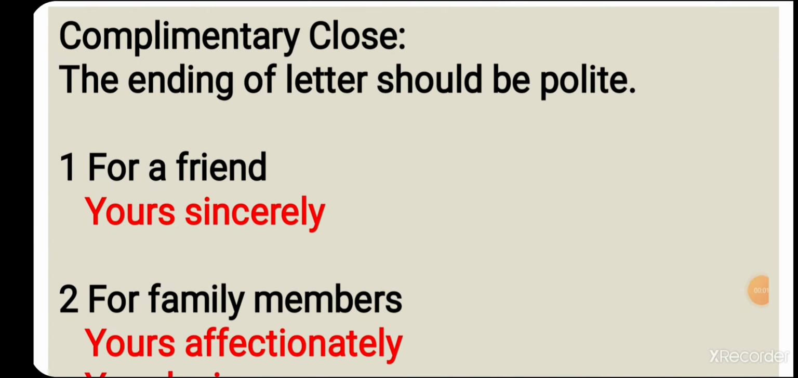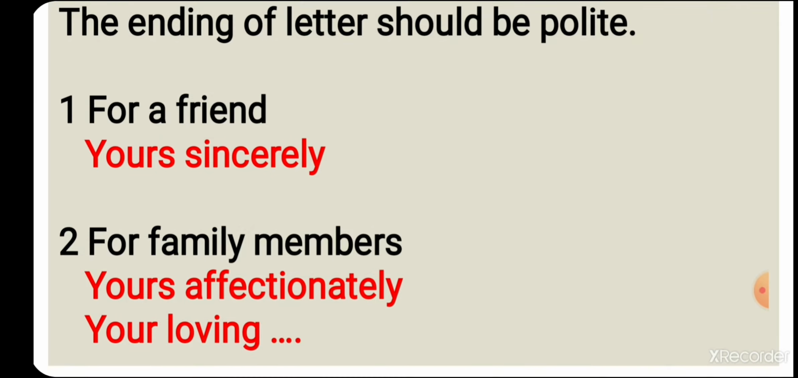Then students, closing. Here, this short expression is always a few words or a single line. For example, students, here we can write lots of love, with love, pay my regards to uncle and aunt, waiting for your reply, catch you later. Then students, the ending of the letter should be polite. If you are writing a letter to your friend, write yours sincerely. If you are writing a letter to your family members, write yours affectionately, your loving son, your loving daughter.